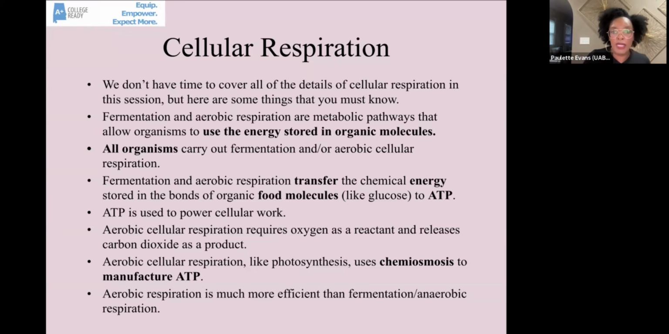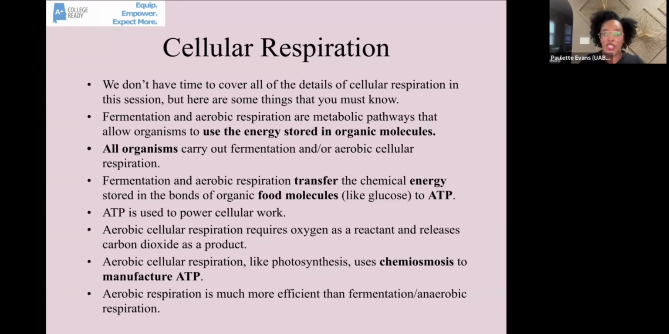All organisms carry out fermentation and or aerobic cellular respiration, as I just said. Fermentation and aerobic respiration transfer the chemical energy stored in the bonds of organic food molecules like sugar. It can be, remember, proteins and it can also be lipids, and convert that energy into ATP. ATP is used to power cell work. And we know why. We took a look at the structure of ATP. It's high energy, it's small, it's easily accessible.